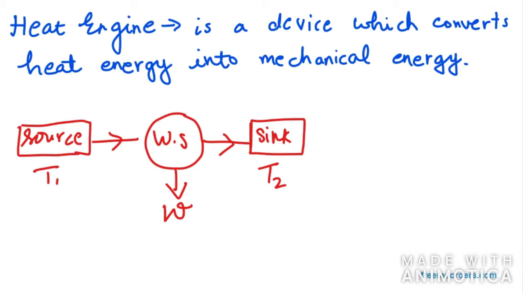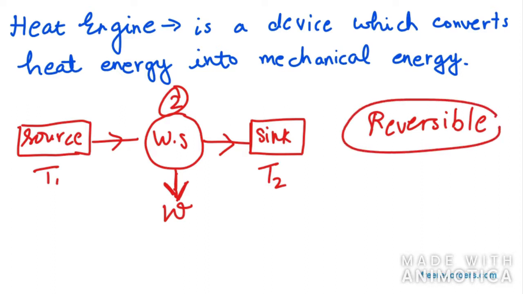Now, in this case, the working substance absorbs heat from the source and converts a part of it into work. As you can see, the working substance gives off some work done W. Whatever is the rest, the waste amount, will be sent to the sink, which is at lower temperature. In this cycle of changes, the working substance returns to its initial state. That means it is a reversible process. Whatever substance we have, if it goes back to its initial state, then we say it is a reversible one. This same cycle is repeated time and again, and mechanical energy is obtained continuously from the heat engine.